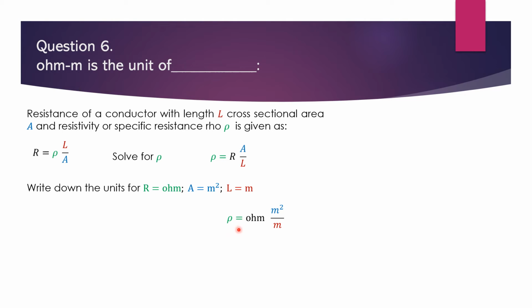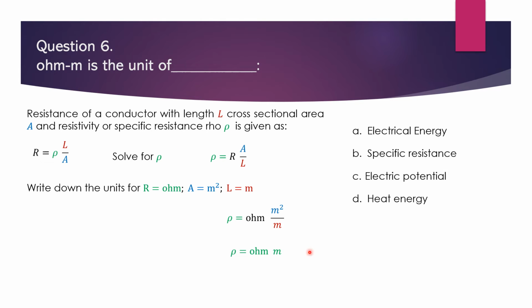So rho is equal to ohm meter square over meters. Simplifying this fraction, we get rho is equal to ohm meter. So ohm meter is the unit of specific resistance. Option B.